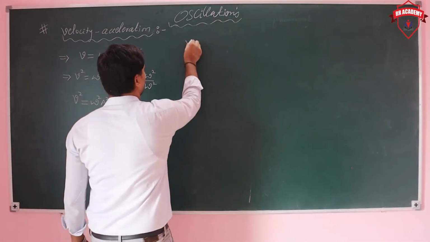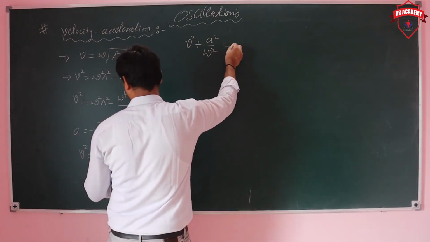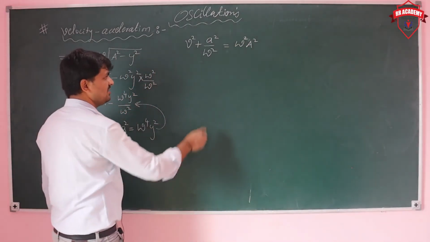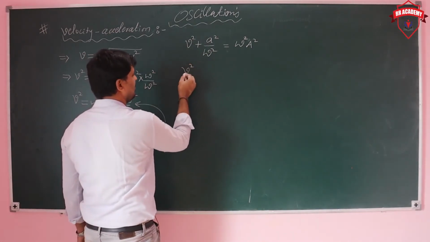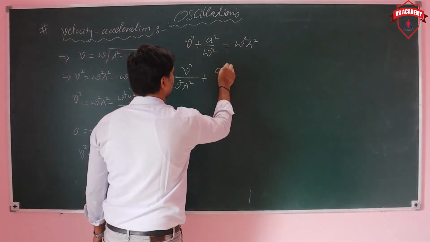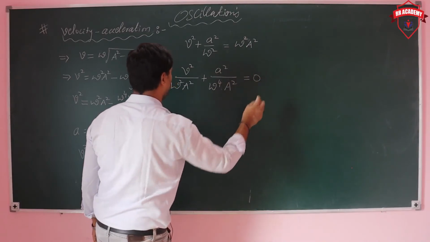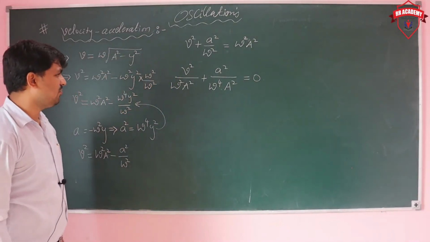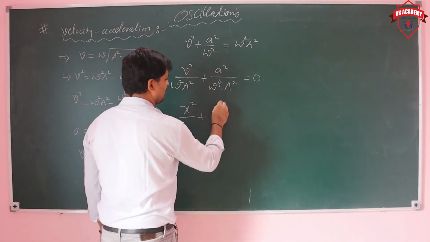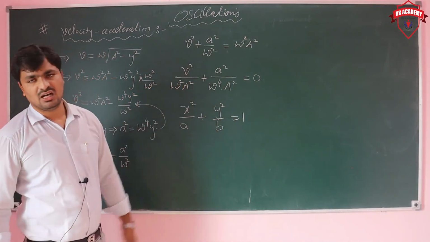That becomes v square plus a square by omega square is equal to omega square a square. Sending omega square a square also here, we get v square upon omega square a square plus a square upon omega power 4 a square, which is equal to 1. And again this equation looks like x square upon a square plus y square upon b square equal to 1. Again, the equation of the ellipse.